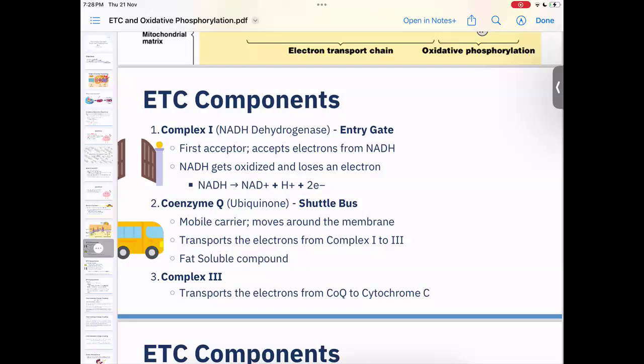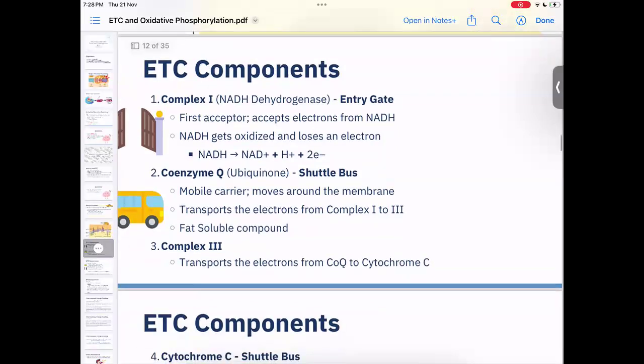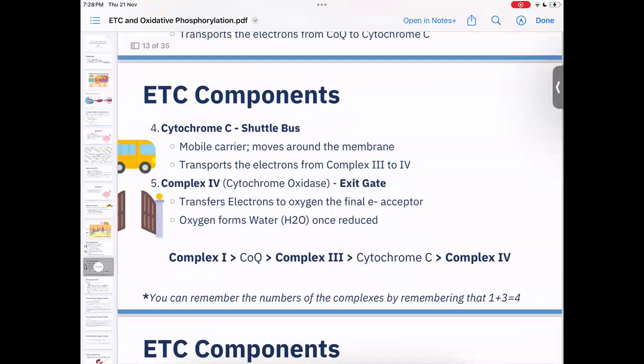So complex 1 is our gate. The electrons were dropped off by the taxi. Khalas, they've reached their destination. They go through the gate, and then they're going to go to coenzyme Q, which is our shuttle bus. This shuttle bus is just going to be moving around, carrying these electrons until they reach complex 3. In complex 3, they're then going to go to the other component, which is cytochrome C. Cytochrome C is our second shuttle bus, okay? Which will transport the electrons to complex 4. Complex 4 is also known as cytochrome oxidase, and that's our exit gate.